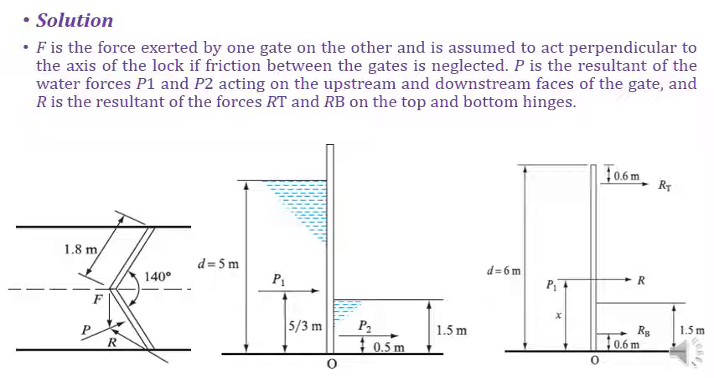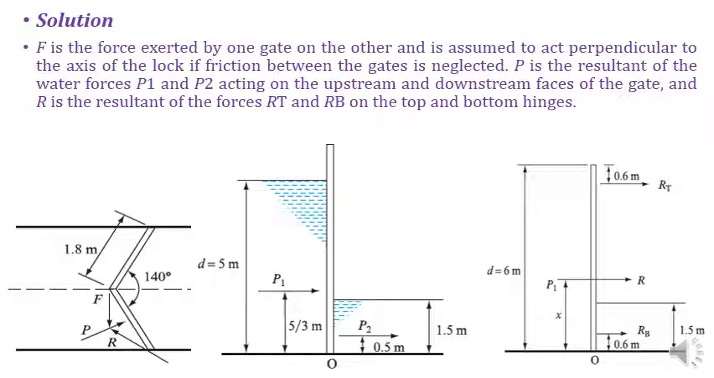Next is what P is. P is the resultant of the water forces P1 and P2 acting on the upstream and downstream faces of the gate. Now P1 is the force exerted by the water from the upstream side, and P2 is the force exerted on the gate from the downstream side. So P is the resultant of these two hydrostatic forces on the gate. And R is the resultant of the reaction forces on the gate applied by the hinges, RT and RB, on the top and bottom hinges. So that will be the R over here.